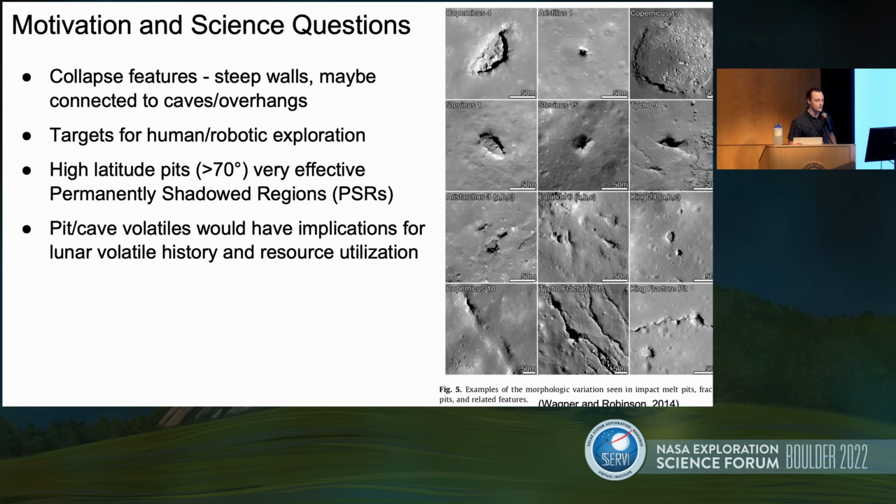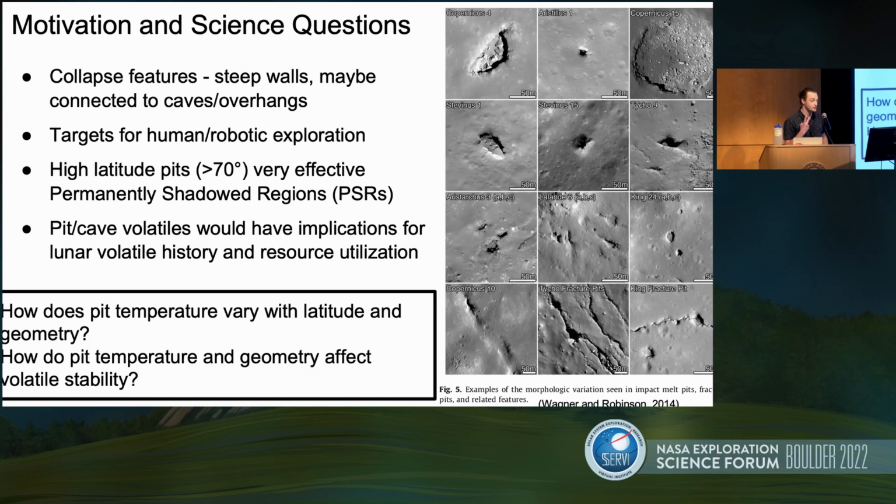With this work, we really wanted to ask two main questions. The first is, how does pit temperature vary with latitude and geometry? So let's characterize the thermal environments of these spaces. And the second, which piggybacks off the first, is how do pit temperature and geometry end up affecting volatile stability? So should we expect to see ice in these features?